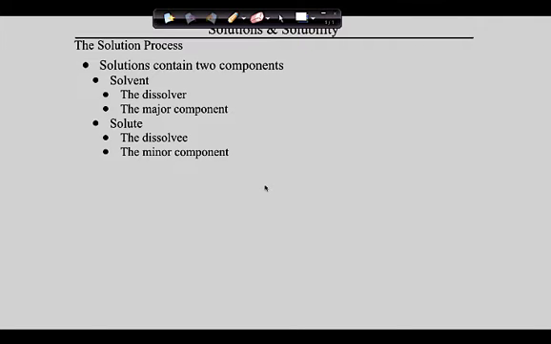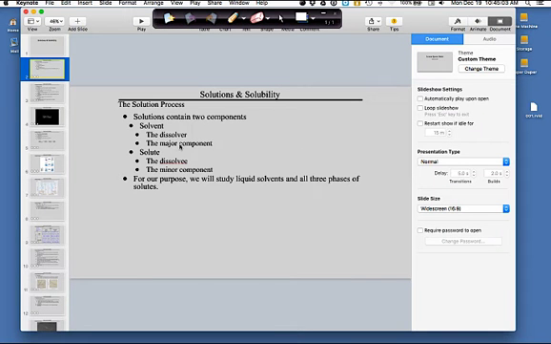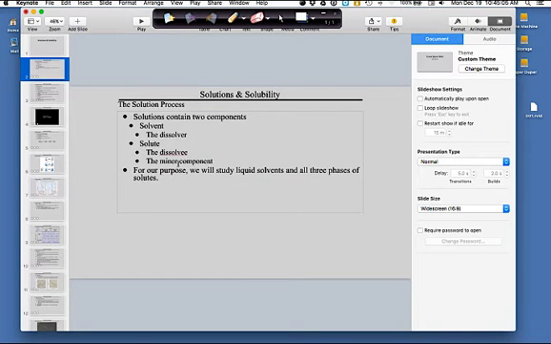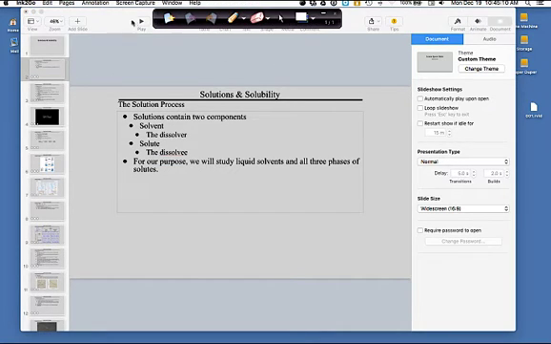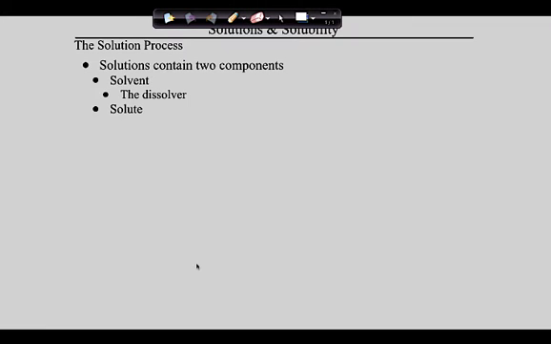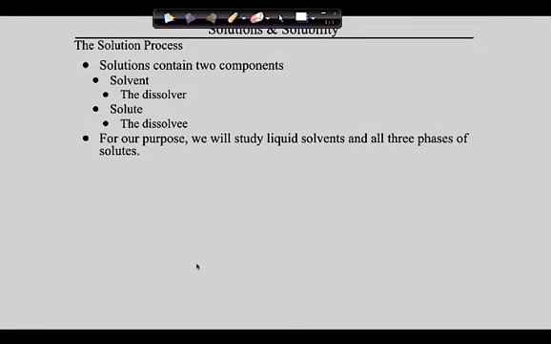You know what, I'm just going to get rid of it because you're going to find it distracting. There we go. Okay, so guys, for our purposes in here, we are going to talk about liquid solvents, and then we're going to talk about solutes in all three phases. And then we're going to watch some really bad videos.